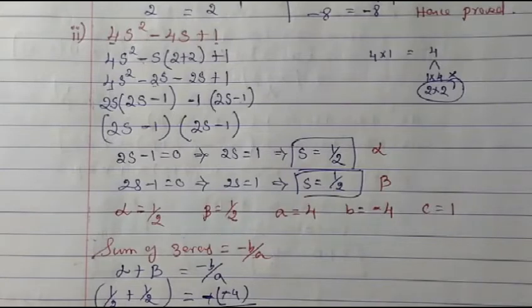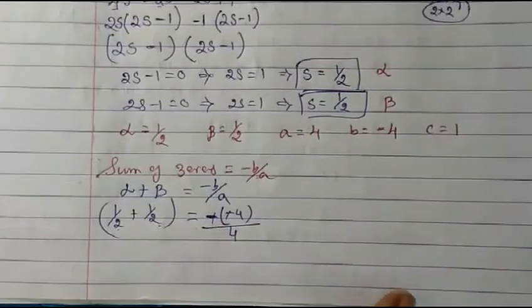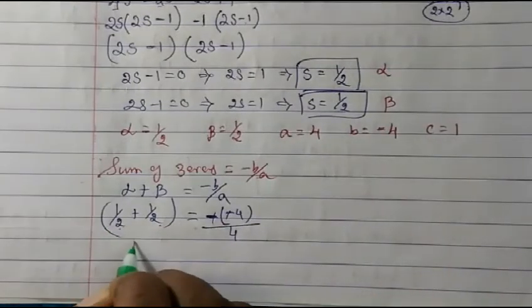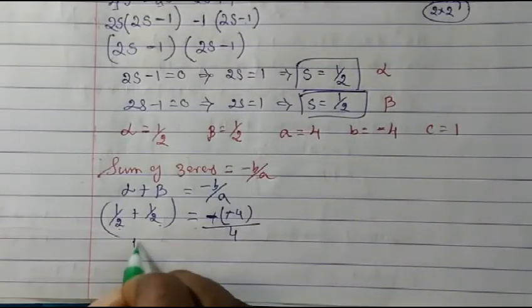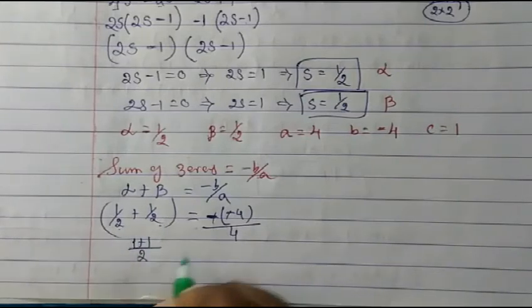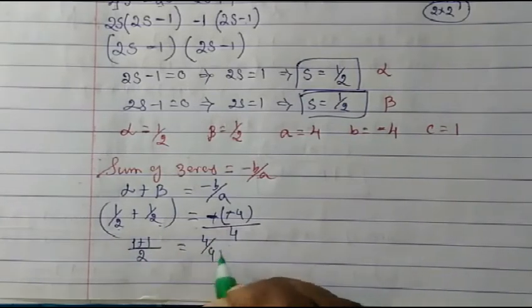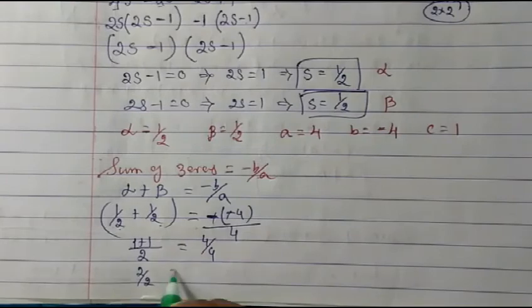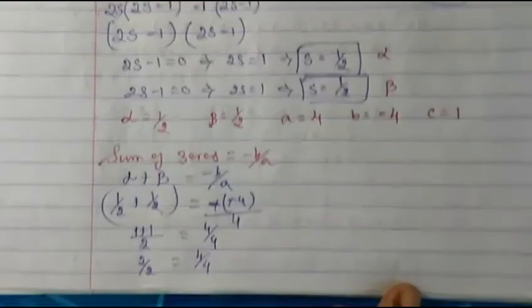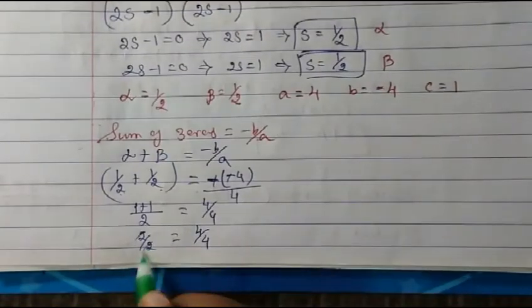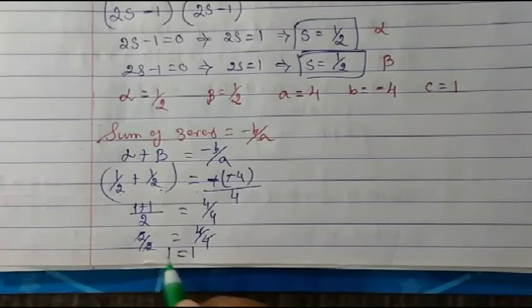So on the left side the denominator is same. Therefore we will get 1 plus 1, then denominator same 2. This will be 4 upon 4. So 2 upon 2 equal to 4 upon 4 will give us answer 1 equal to 1.